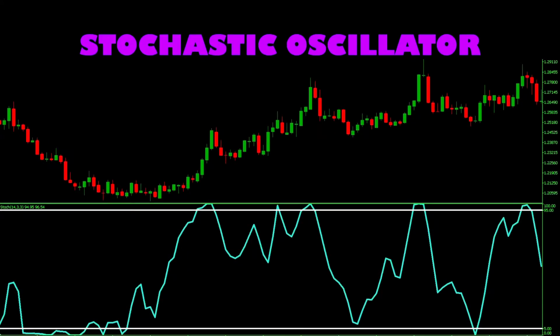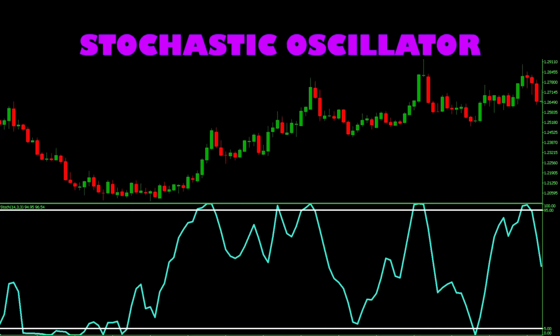It's a range bound oscillator which tries to figure out when momentum has exhausted itself and the price could therefore be considered overbought or oversold. The fixed range is between the values of 0 and 100, so 0 is as oversold as possible according to the indicator and 100 is as overbought as possible.